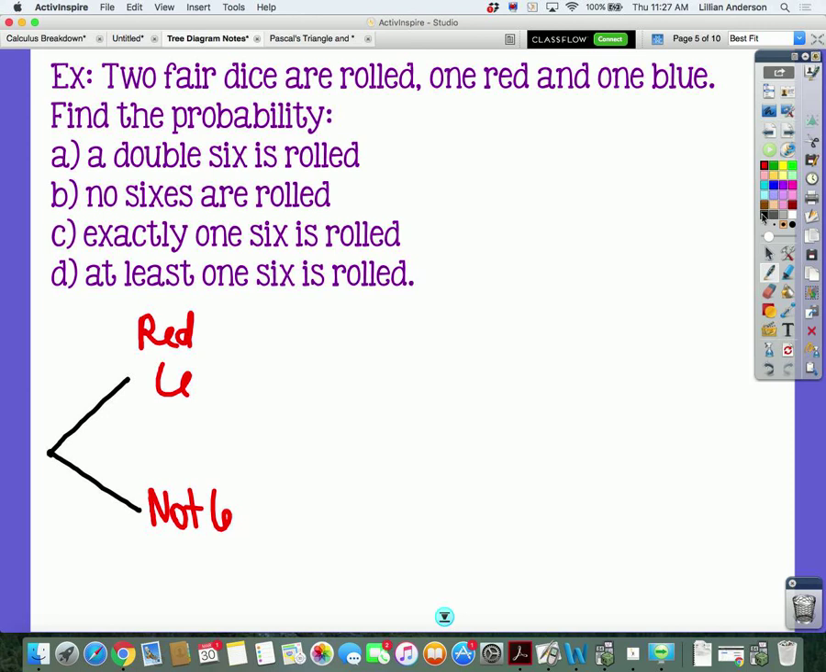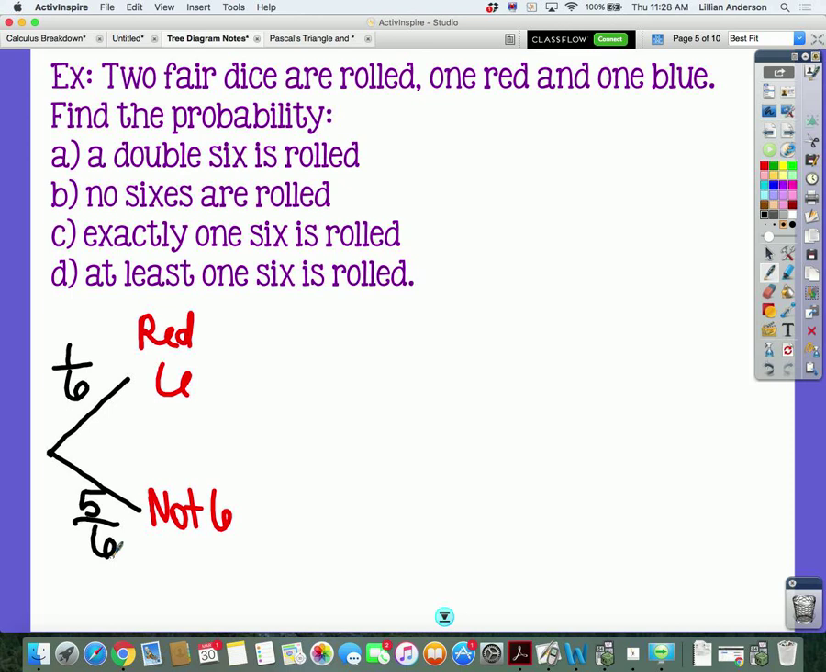Now, with these two outcomes, what are the probabilities? What's the probability of rolling a six? 1/6. What's the probability of not rolling a 6? 5/6. And you know that not because there are five other numbers on a six-sided die, but because if one branch is 1/6, the other one has to be 5/6 to make it a whole. So you roll the red die. Now you're going to roll the blue die.